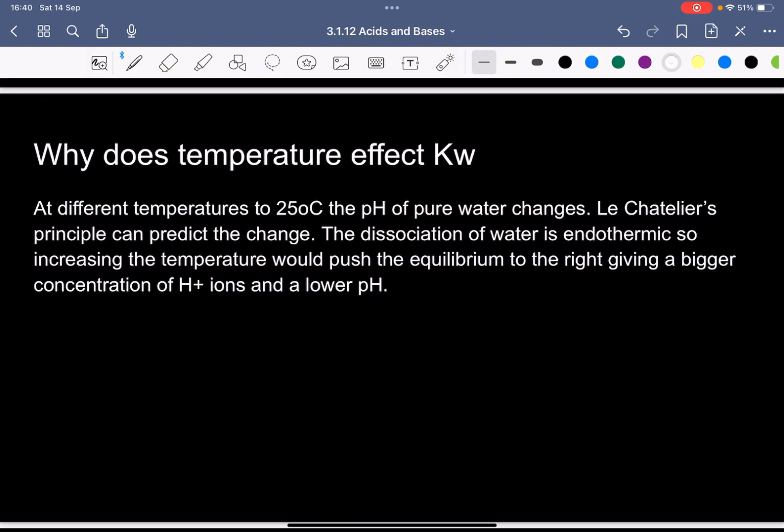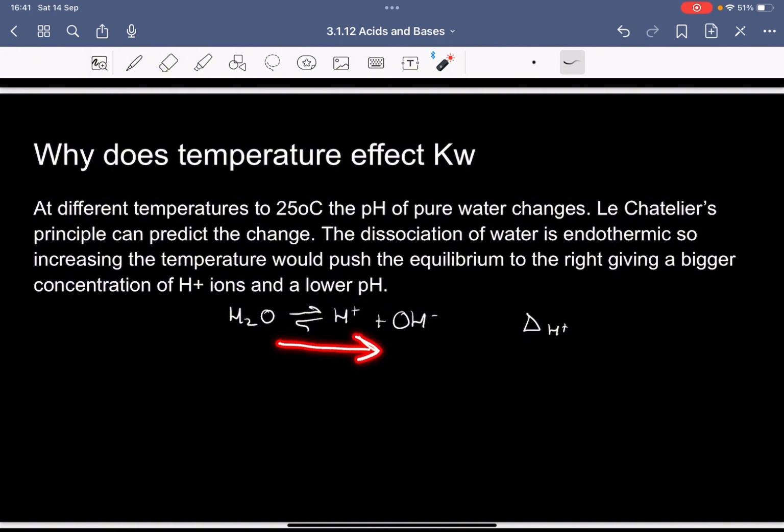Okay, so you also need to know, why does temperature affect Kw? At different temperatures to 25 degrees Celsius, the pH of pure water changes. Le Chatelier's principle can predict the change. The dissociation of water is endothermic. Okay, so I'm just going to write that down. Okay, so that means this side here is endothermic. Okay? So increasing the temperature would push the equilibrium to the right.